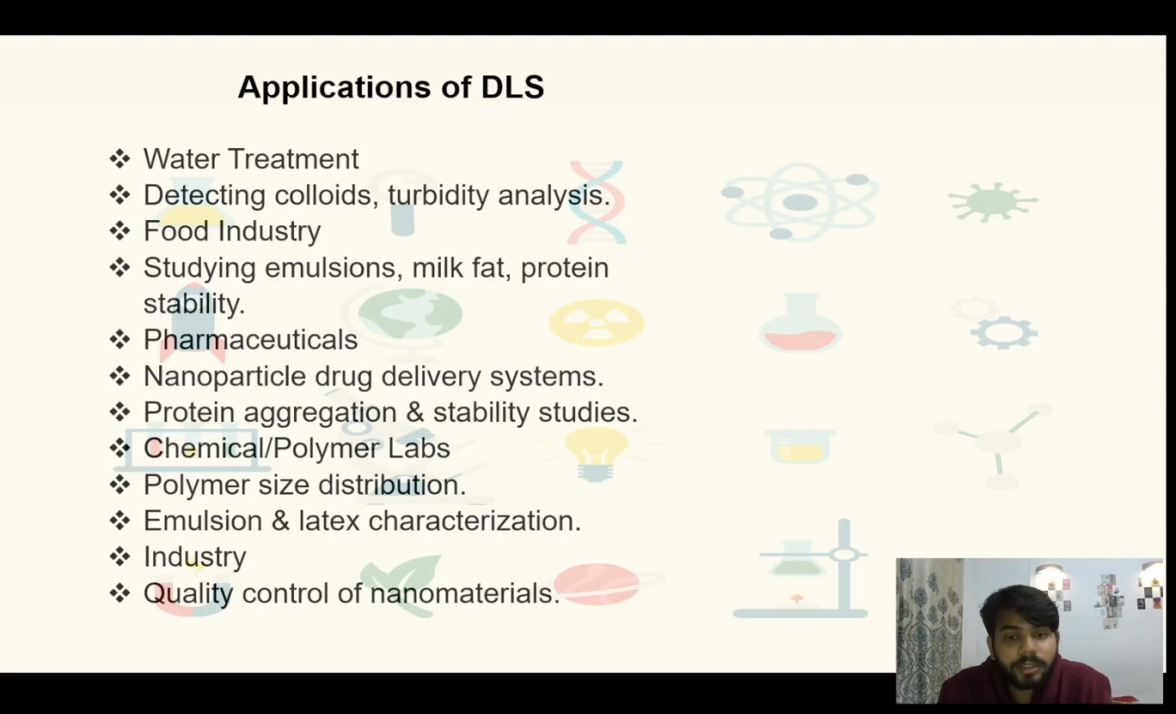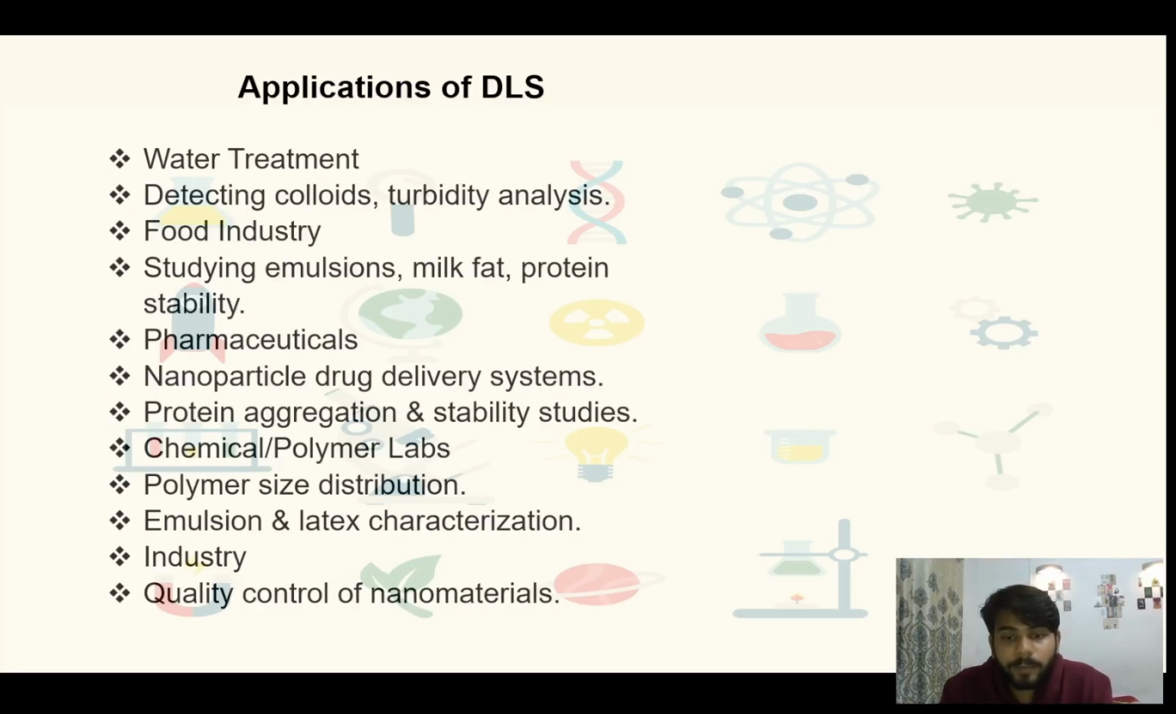The next application is nanomaterials and advanced materials. In industries that make nanomaterials like nanometals, silica nanoparticles, carbon nanoparticles, and quantum dots, controlling particle size is very crucial. Particle size helps to determine the optical properties, electrical conductivity, reactivity, color, and strength of the final material.